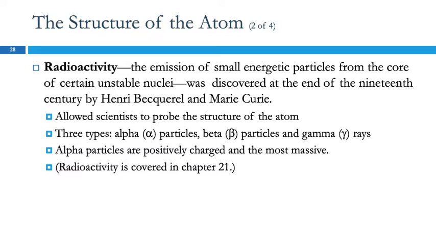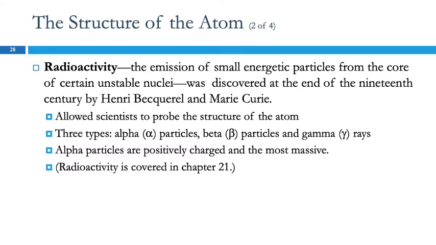Again, we have to do a little sidetrack here and talk very briefly about radioactivity. Some nuclei are unstable, and these little energetic particles just spontaneously shoot out of them. These unstable nuclei are basically falling apart one little piece at a time. That was discovered at the end of the 19th century. Those particles, the radiation, can be used to investigate other things. And so that was important for scientists to be able to probe the structure of the atom.